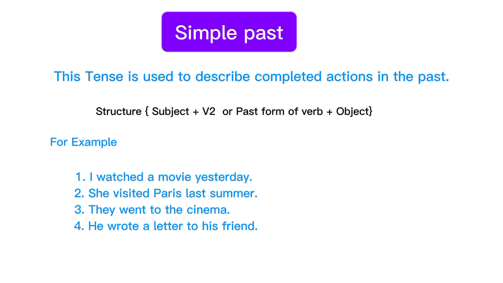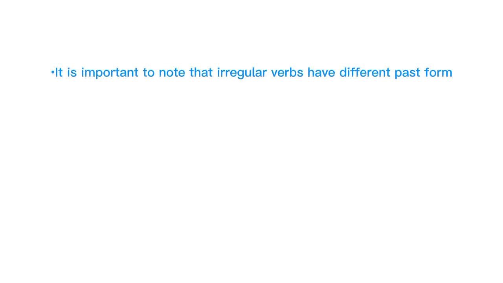They went to the cinema. He wrote a letter to his friend. It is important to note that irregular verbs have different past forms. For example, buy, bought, see, saw.